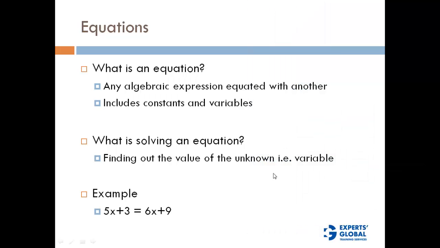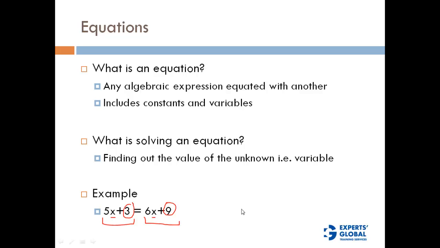we have constants. 3 and 9 are constants. We have variables. We have one variable, x. We have two terms. 5x is one term, 6x is another term, right? So we have a mixture of constants and variables. We have two algebraic expressions.